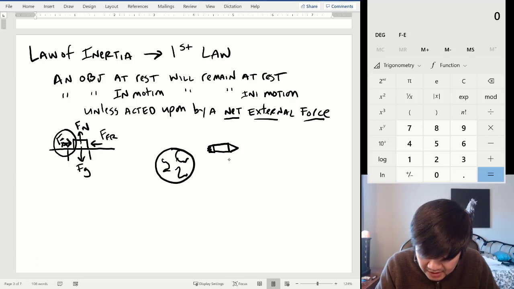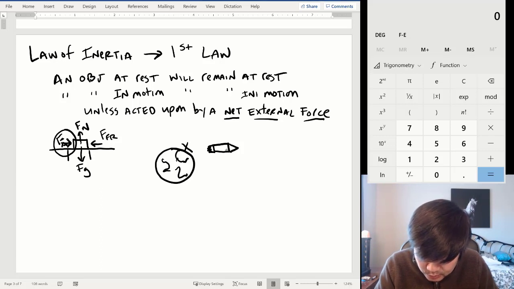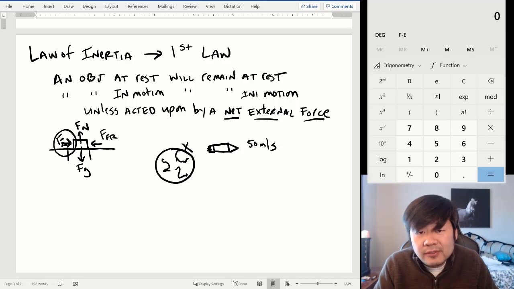On this diagram right here, I'm going to disregard the force of gravity from the planet. We're going to assume that it's far enough away that the force of gravity isn't there. You're probably wondering then, why did I draw the Earth? Because I just wanted to show that this was in space. In space, there's no air resistance or anything. So if this was moving without any boosters, let's give it a speed. Let's say it's moving at 50 meters per second.